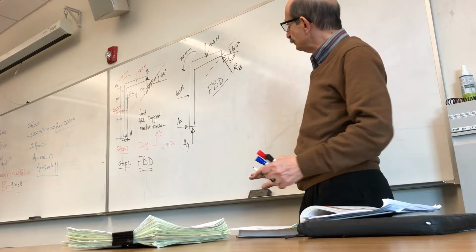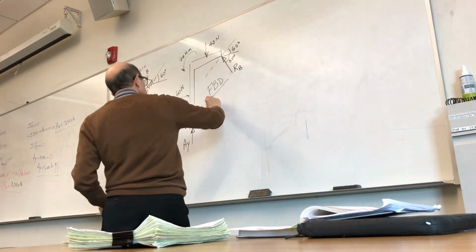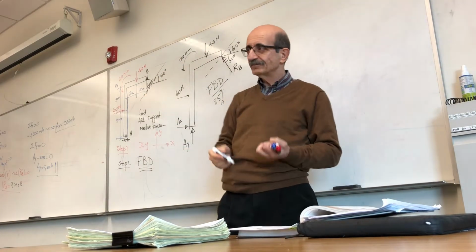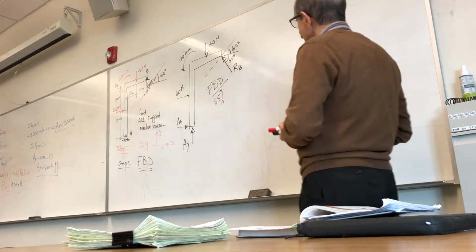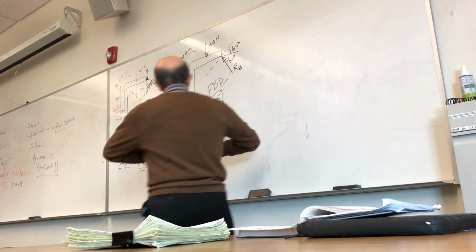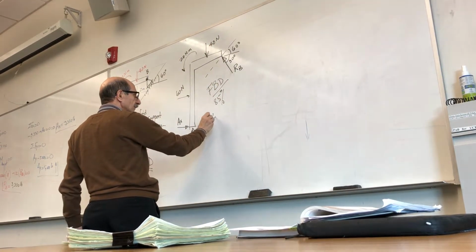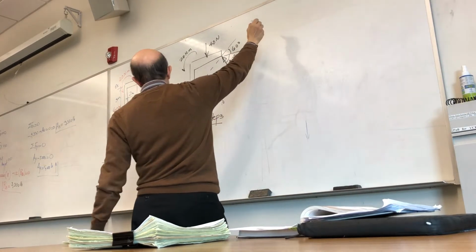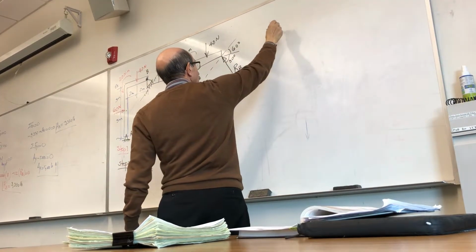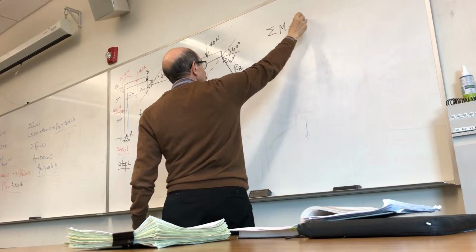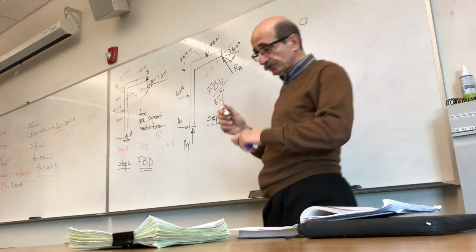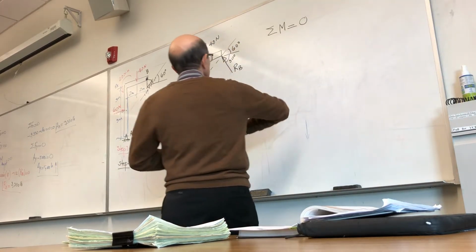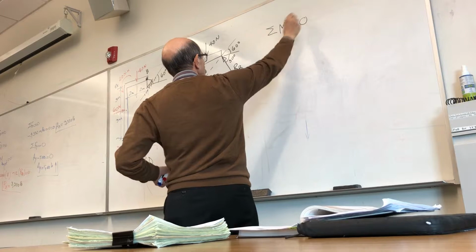Once you have that, it's 85% or 87%, 87.5. Okay. So step three, easy. Summation of moments equal to 0. I find the location where two of the unknowns intersect, and that would be point A. So I get rid of those two unknowns.